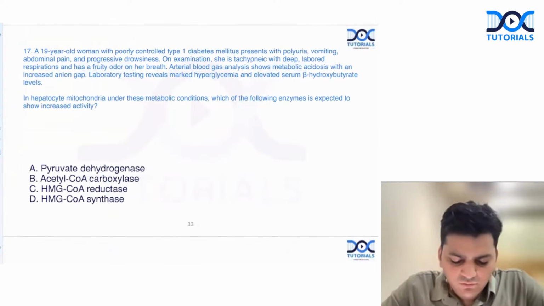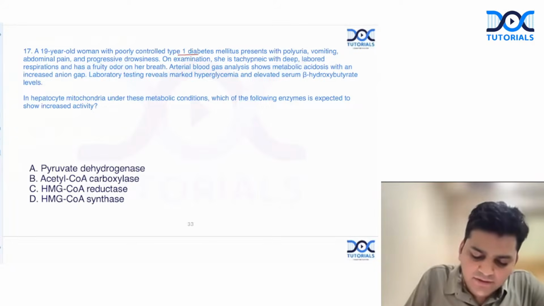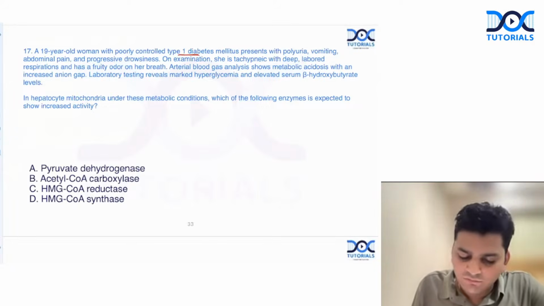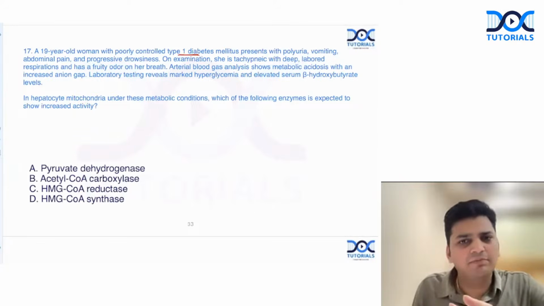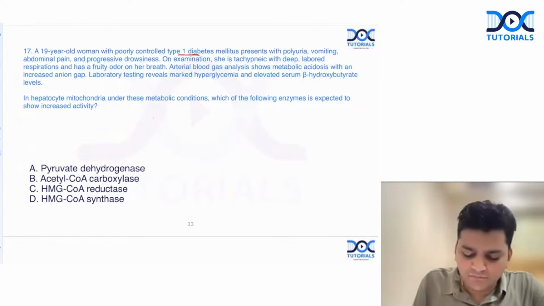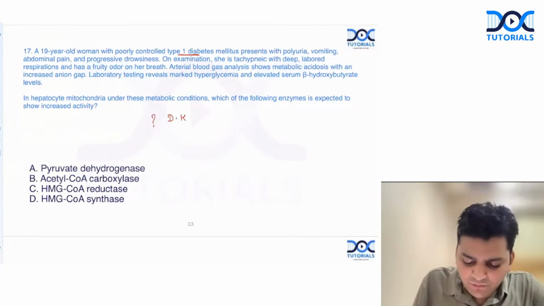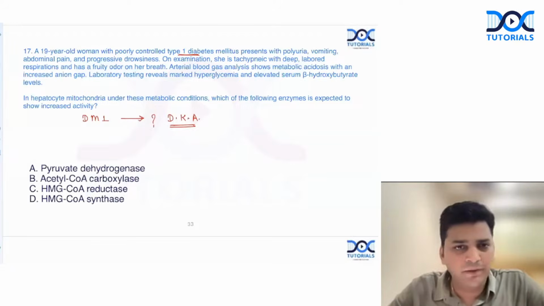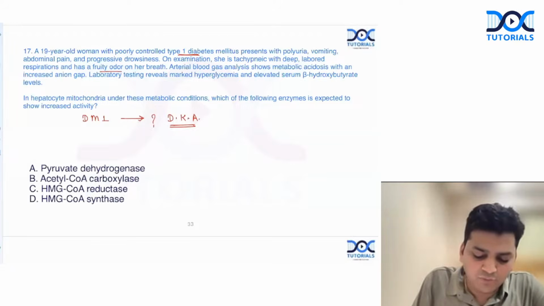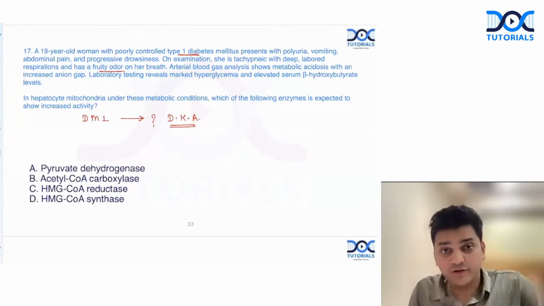A 19-year-old woman, poorly controlled type 1 diabetes, polyuria, vomiting, abdominal pain, progressive drowsiness. The moment you see a type 1 patient presenting with these symptoms, the vomiting, abdominal pain, it is most likely going towards diabetic ketoacidosis. Because in type 1 diabetes, DKA is very common, and they are presenting with abdominal pain and vomiting. You can see the fruity breath is also mentioned. It's clearly going towards DKA.